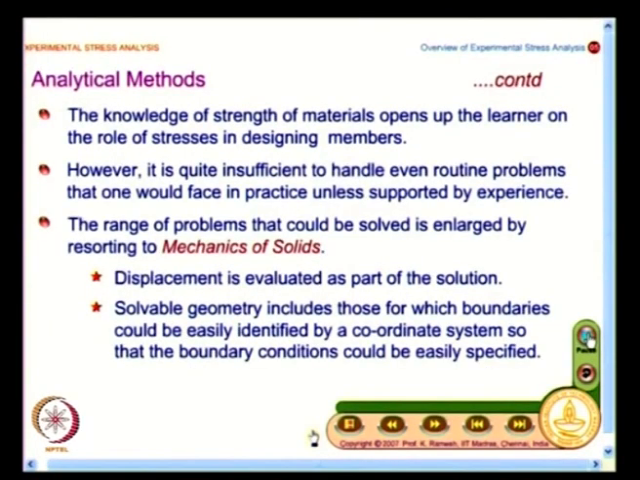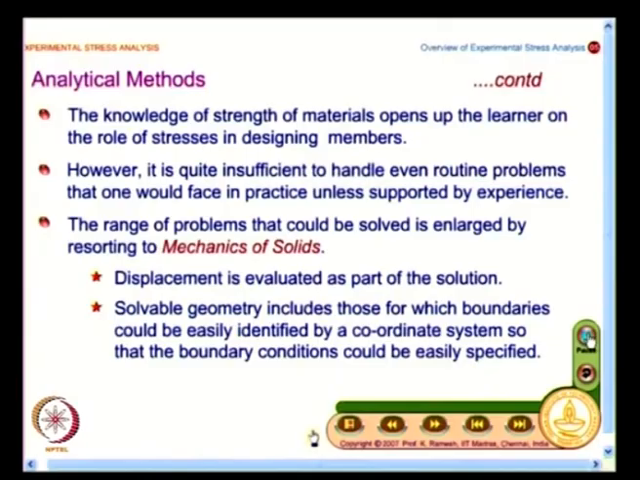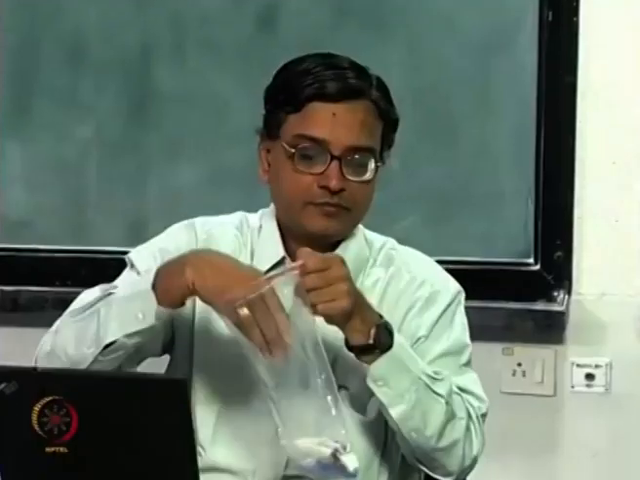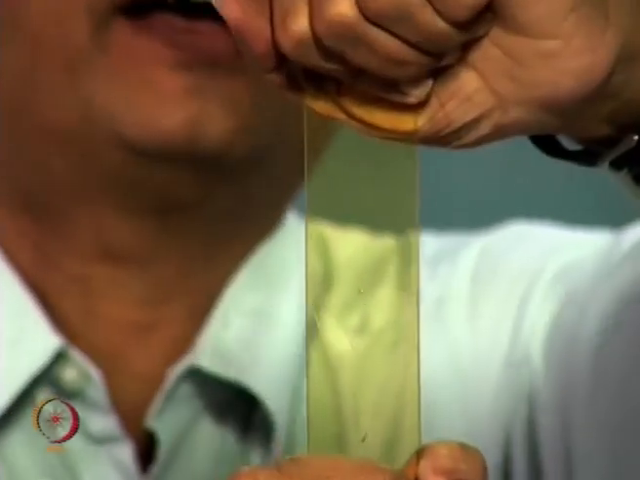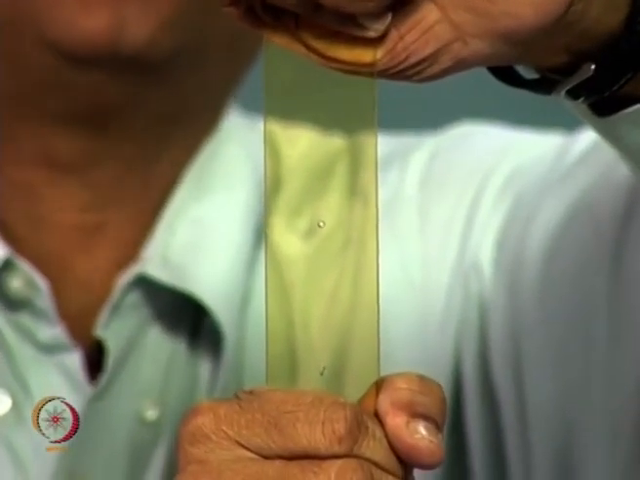By relaxing this, if you ask whether you have been able to solve all problems on hand, which is not so, the solvable geometries include those for which boundaries could be easily identified by a coordinate system, so that the boundary condition could be easily specified. Now, I have shown that you have a plate with a hole. I cannot solve a plate with a hole by theory of elasticity unless the hole is sufficiently small, and what you have here is a photoelastic model, and here you have a plate with a hole and a plate with a very small hole.